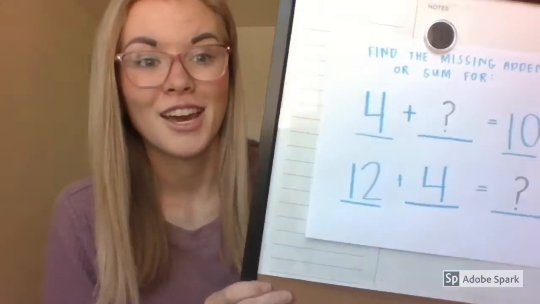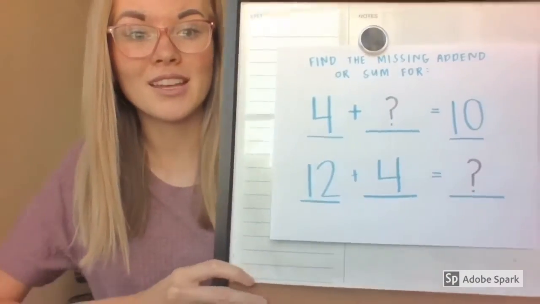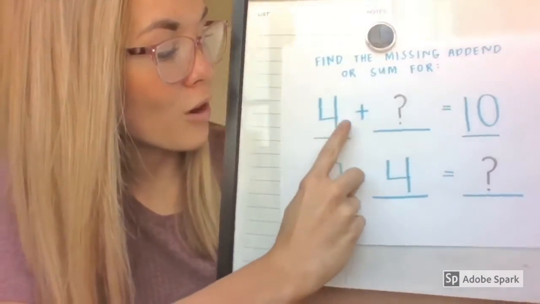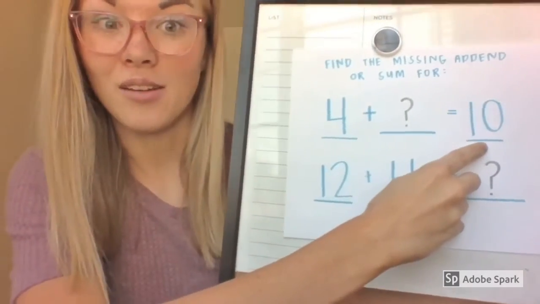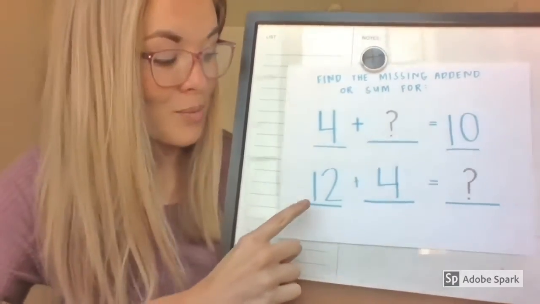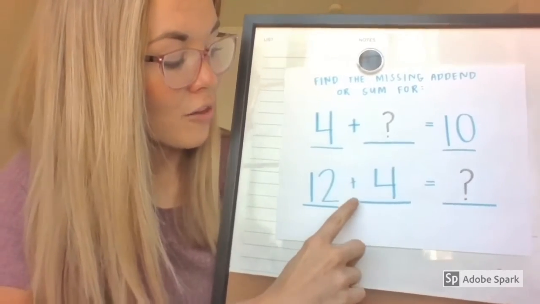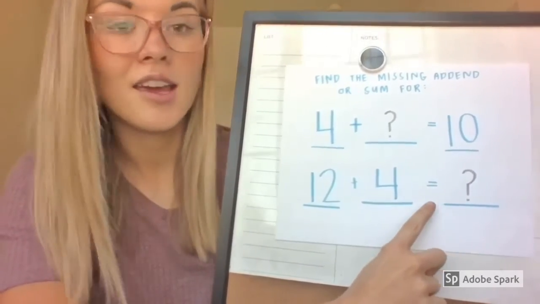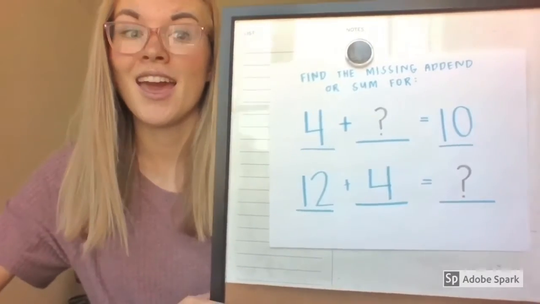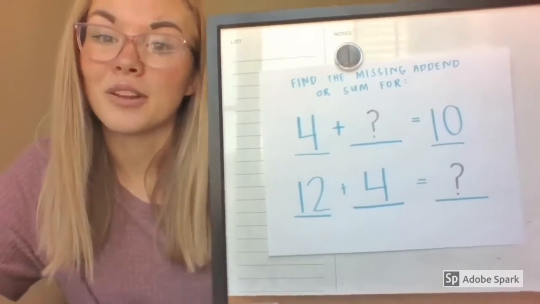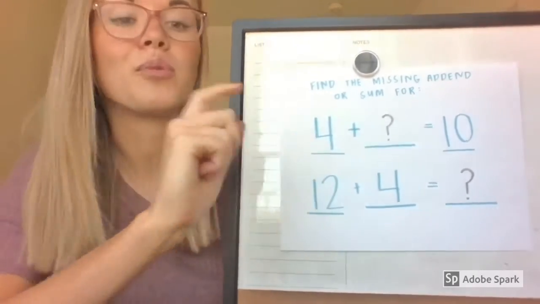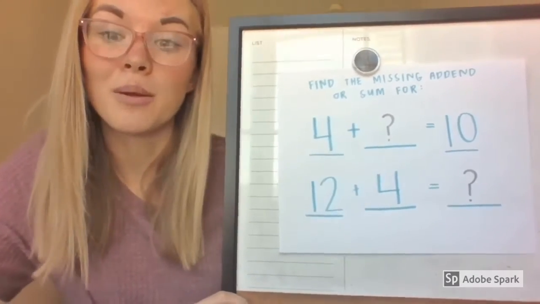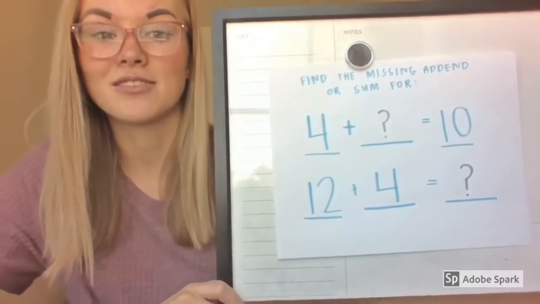All right, your first problem is going to say 4 plus blank equals 10. And your next problem is going to be 12 plus 4 equals blank. I want you to take out your plain sheet of paper and do your work to solve both of these problems. You can pause here to give yourself some time to solve the problems.